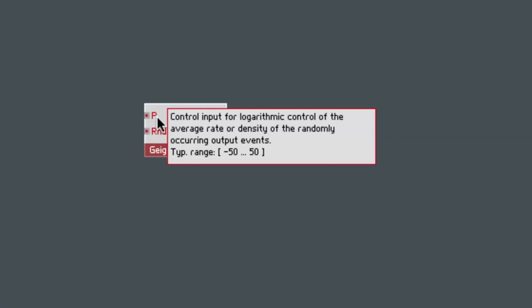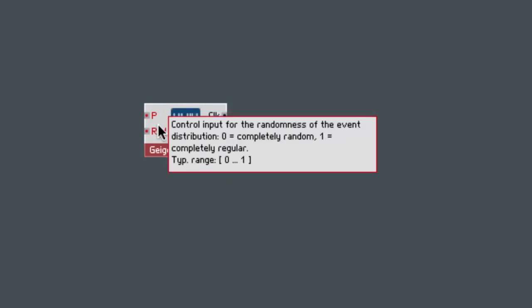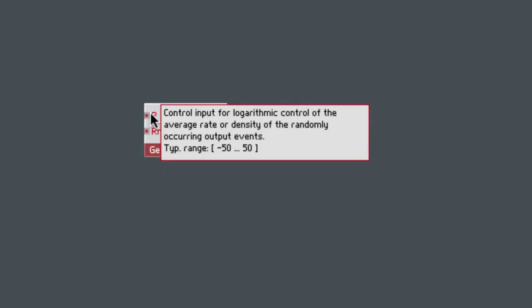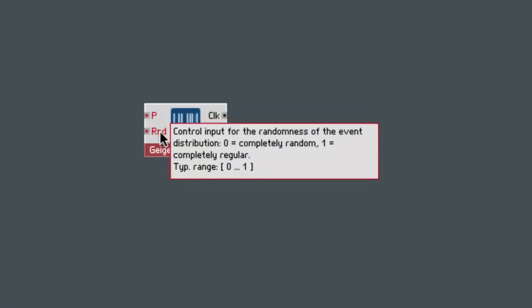P will control the logarithmic control of the average rate or density of the randomly timed events, and R&D is how random they are. So a high value at the P input and a 0 at the R&D input would mean that there would be a ton of events coming at completely random times, whereas a high value at the P input and a value of 1 at R&D would mean that there's a ton of events coming at very consistent times, very regular.